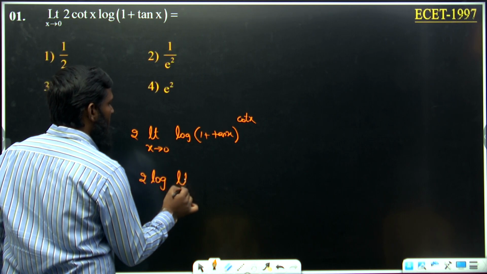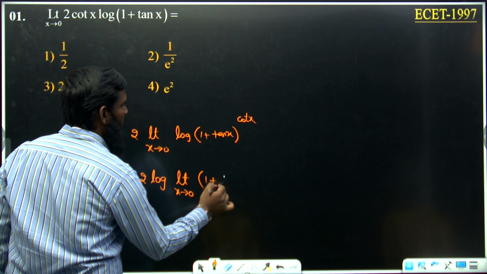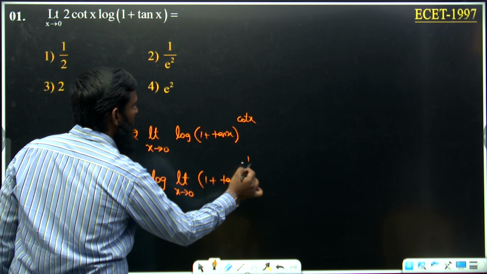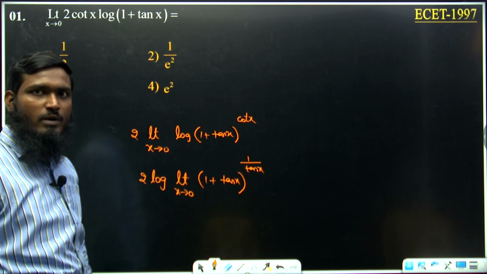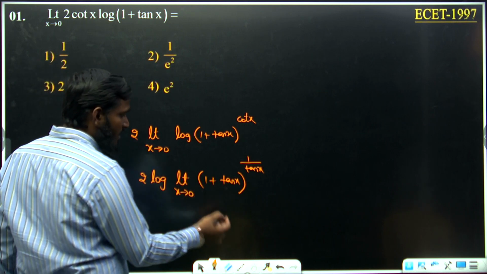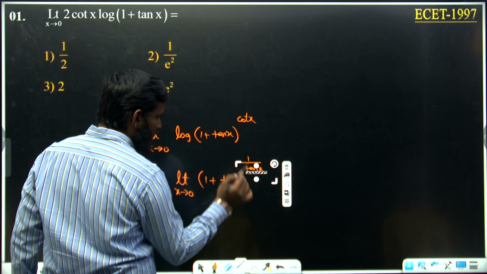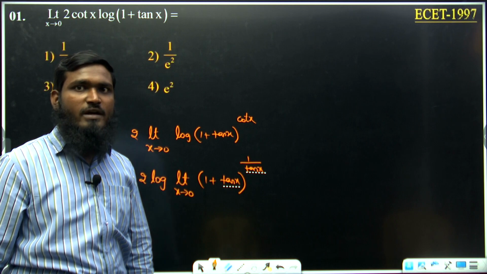Now next part, limit x tends to 0. Okay, what are we having? 1 plus tan x whole power cot x, cot x can be written as 1 by tan x. Okay, like this we have taken over here. Now in this part what we are doing means again we are having the same function. This is tan x and this is also tan x. If the function is the same, then also we can apply the same formula, e power ab.